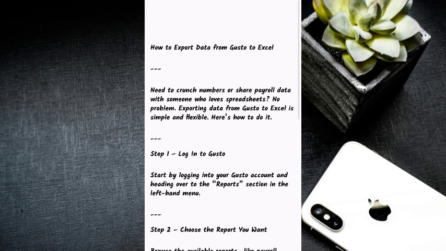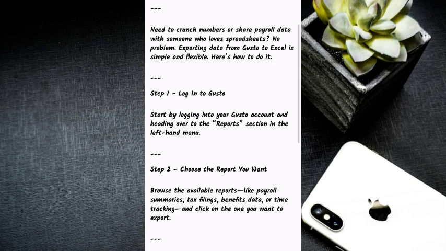Step 1, log into Gusto. Now start by logging into your Gusto account and heading over to the report section that's in the left hand menu. Step 2, choose the report that you want.